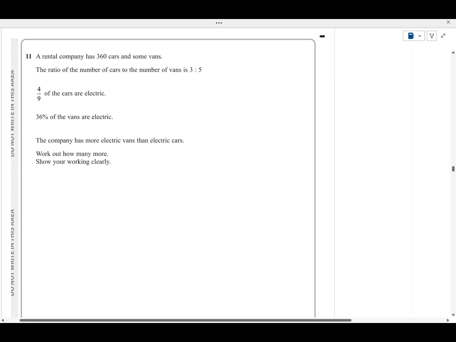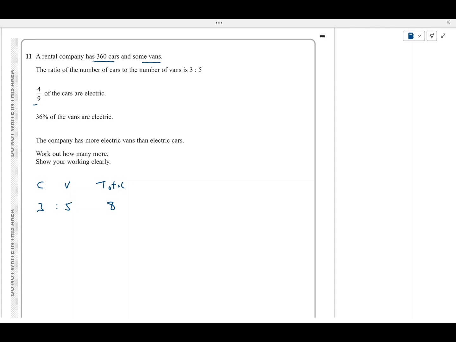A rental company had 360 cars and some vans. The ratio of the number of cars to the number of vans is 3 to 5. Sometimes it's useful to have a total there. So out of every 8 vehicles, 3 of them are cars and 5 of them are vans.